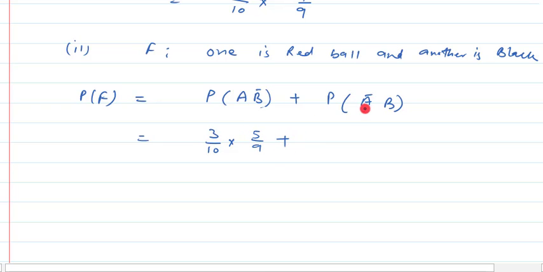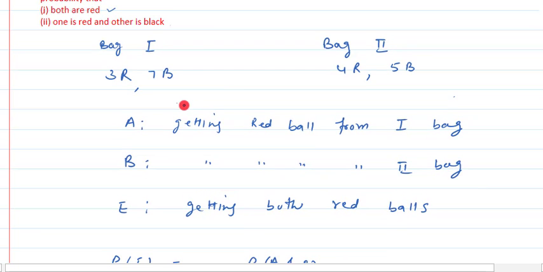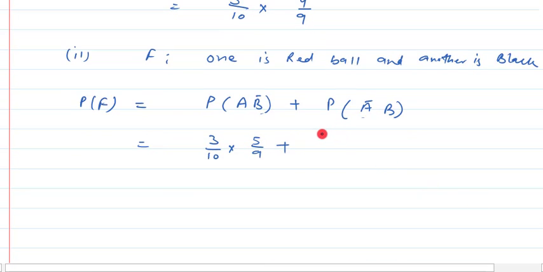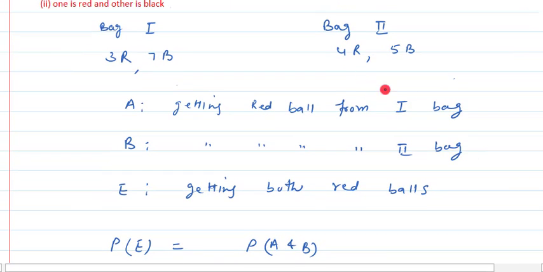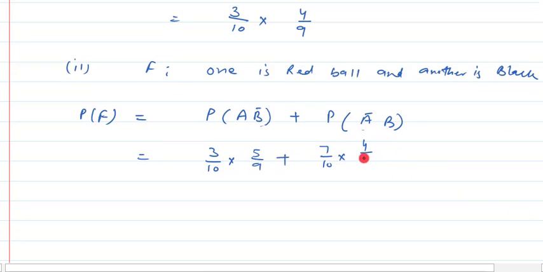Plus here not getting red ball from first bag. It means it is 7/10. Multiply getting red ball from second bag means 4/9. So after simplifying this thing, you can have the solution of the problem, which is getting one red and other black ball. This question may also be asked like first ball is red and second ball is black. In that case, two cases will not be there. Only we'll take that first is red ball and second ball that is taken from second bag is black. So only one case will be there in that case.